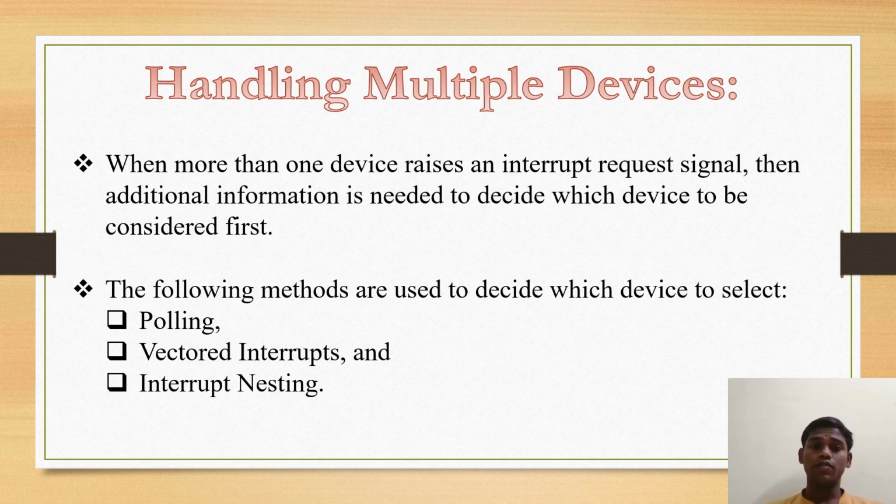Handling multiple devices. When more than one device raises interrupt request signals, additional information is needed to decide which device is to be considered first. The following methods are used to decide which device to select: polling, vectored interrupts, and interrupt nesting.